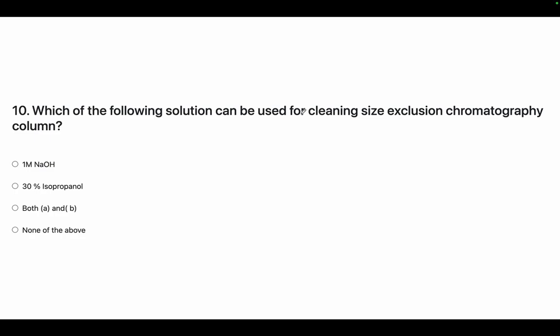Which of the following can be used for cleaning an SEC column? Okay, so SEC columns periodically, because of factors like protein precipitation and other things like that, can get a buildup of dirt and so on in your column, and that will cause very high pressure in the column. So what we need to do is something called a cleaning procedure.